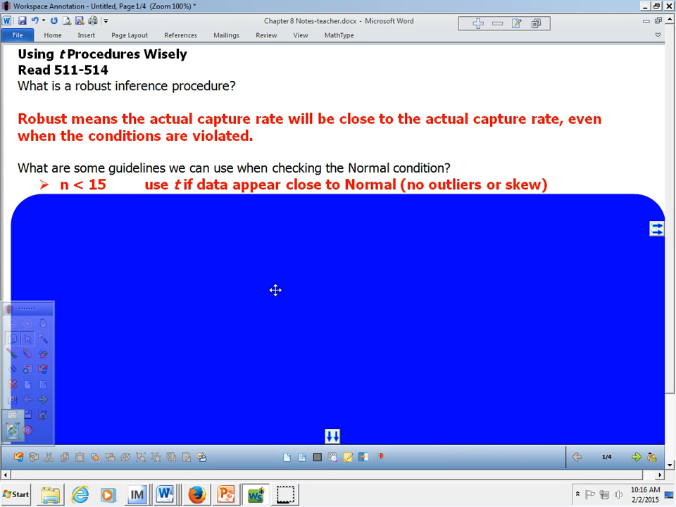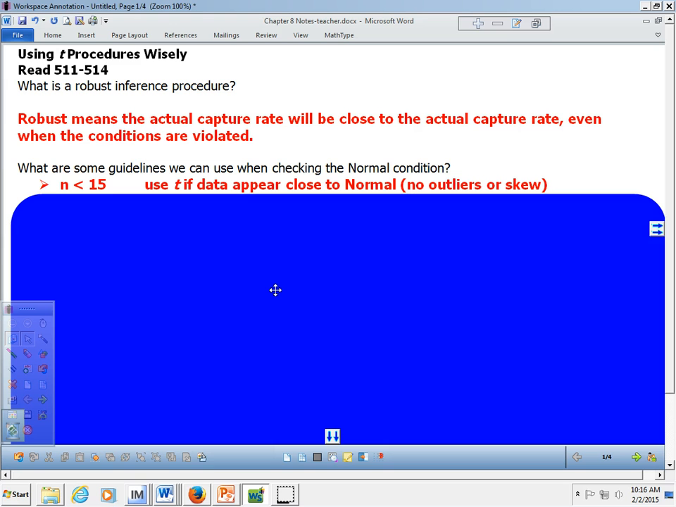So what do we do? What are we looking at here? What are some guidelines we can use when checking the normal condition? And again, this is tied to the normal condition. I haven't seen much in the way that lets us know that if we're not sampling randomly, or if we're sampling more than 10%, that our procedures are considered robust, whether we're talking about a Z interval or a T interval. So this is all about the normal condition.